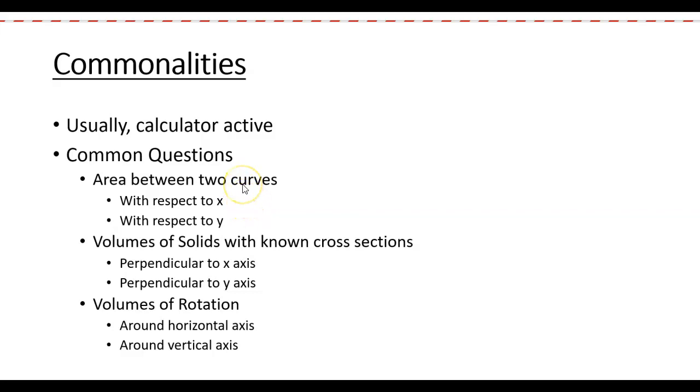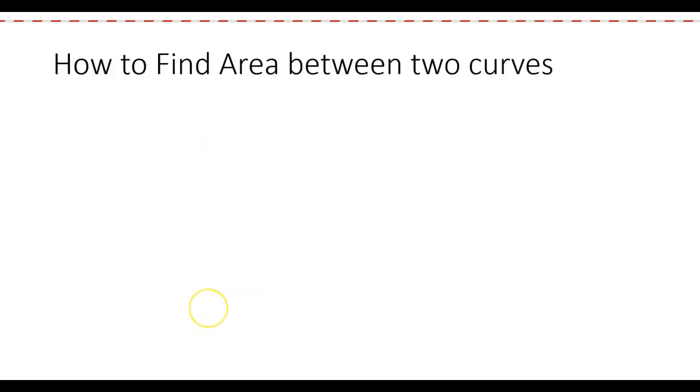So when it comes to the FRQs that involve area and volume, here are the things that are in common. They're usually calculator active. However, they can be non-calculator active, so we'll talk about that a little bit. Common questions you can expect are to find area between two curves, finding volumes of solids with known cross-sections, and finding volumes of rotation. And with all these questions, it can be done with respect to y or with respect to x. So let's go ahead and start off talking about how to find area between two curves.